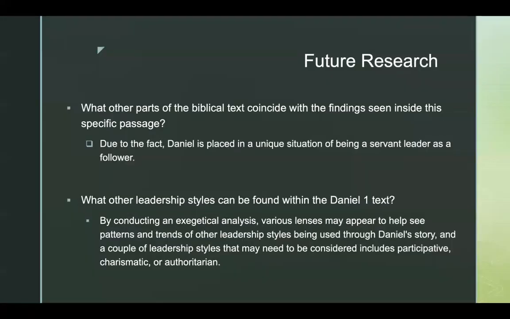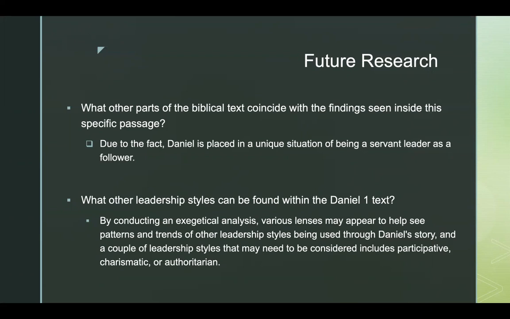Now, future research. There are two main ideas and questions that come about for future research. Number one, what other parts of the biblical text coincide with the findings found inside this specific passage? Now, because Daniel is placed in a unique situation of being a servant leader as a follower, this gives a good idea and understanding of where we can also see another character within the Bible being a good servant leader as a follower.